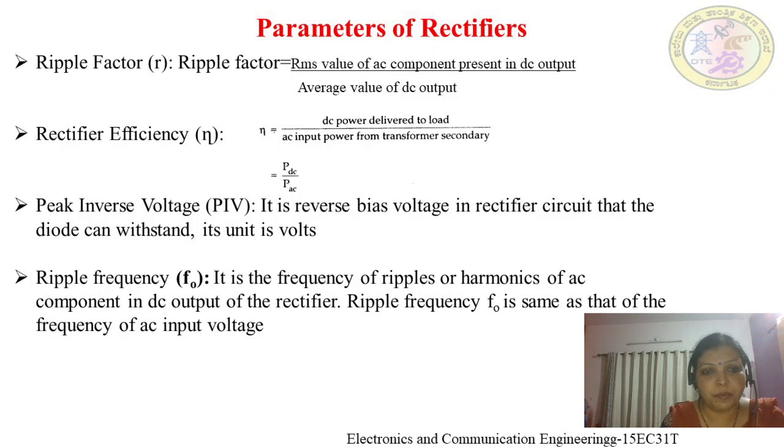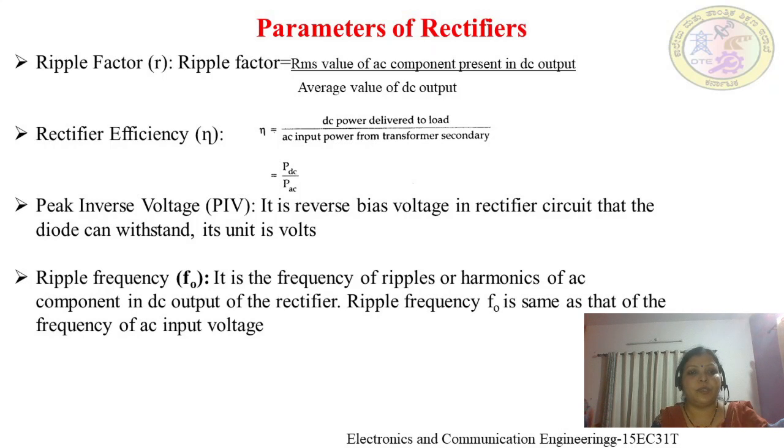PIV is nothing but the peak inverse voltage, or peak reverse voltage, or reverse bias voltage that a diode acting as a rectifier in a rectifier circuit can withstand. It is the diode's reverse bias voltage withstanding capability, or reverse bias voltage handling capability, of a rectifier circuit, and it is called PIV. So it is related to voltage. What voltage? Reverse bias voltage. Hence its unit is volts. It is measured in volts.